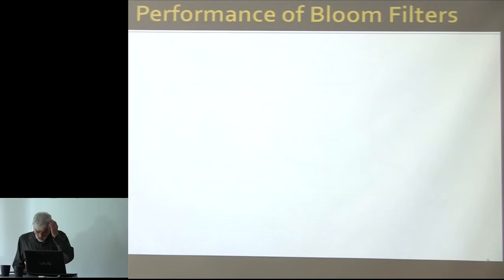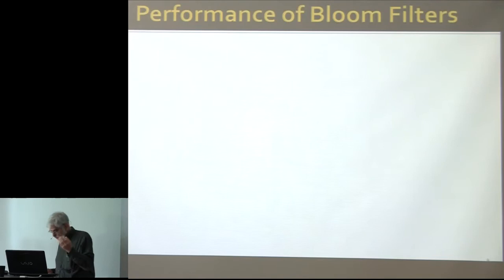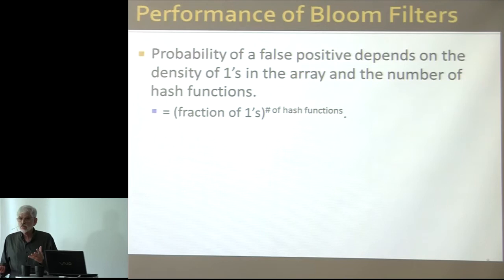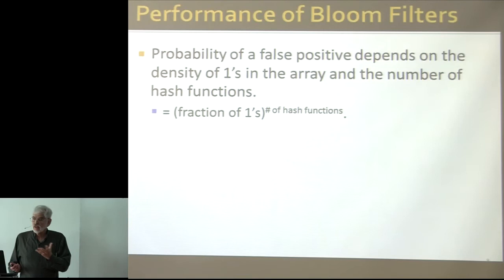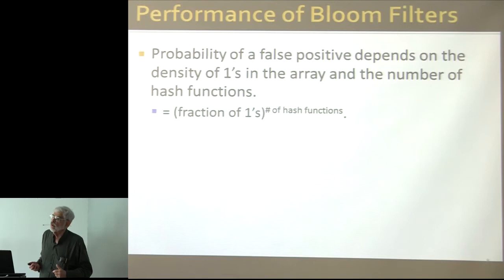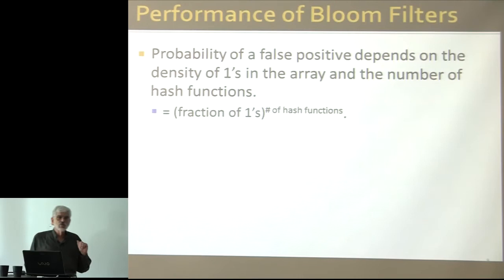Now, you want to know certain things. In particular, you want to know what's the false positive rate. The only way you can get a false positive is if at random you have set all the bits that are the targets of each of the hash functions to 1. So the probability that a given element is a false positive is the fraction of the array that's 1s raised to the power of the number of hash functions, because we assume the hash functions are independent, so you've got that number of independent events, each of which occurs with the probability that is the fraction of the ones.